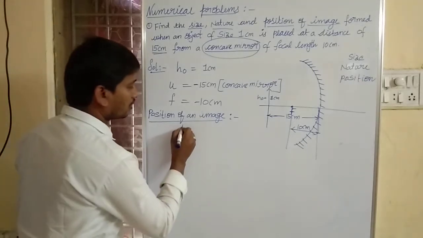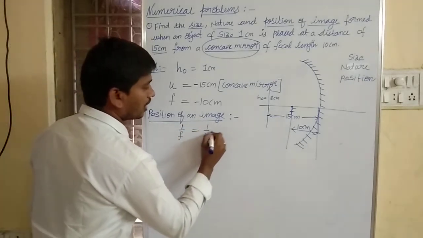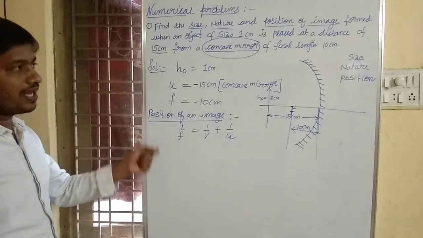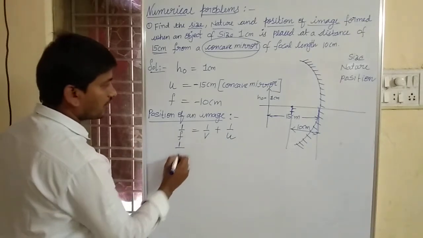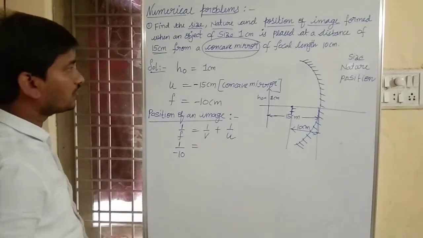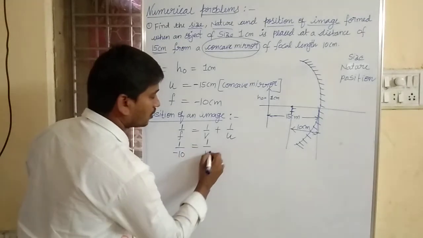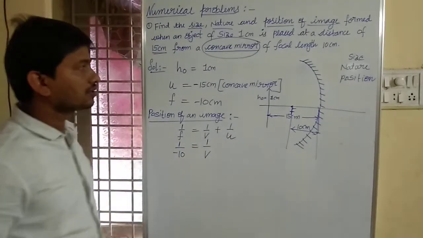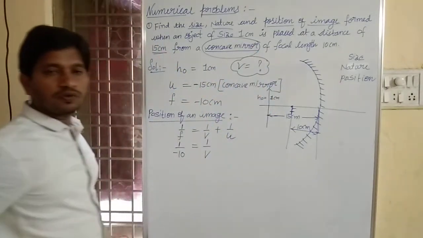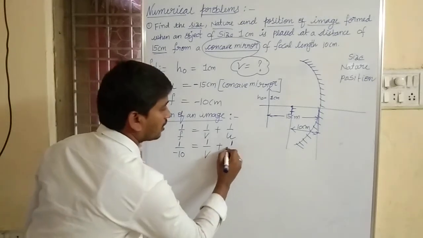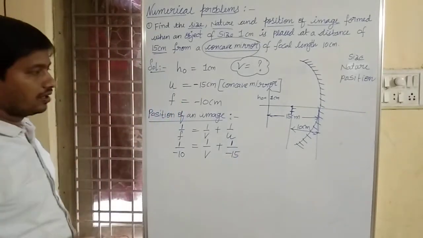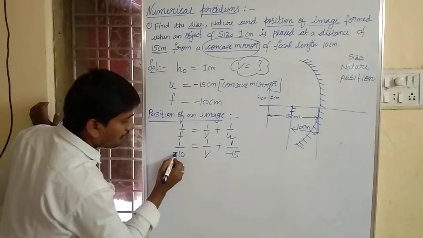What is the mirror formula? 1 by f equals 1 by v plus 1 by u. 1 by, what is our focal length? f equals minus 10, is equal to 1 by v. We have to find v, that is called the image distance. The v value we have to find, plus 1 by object distance u, which is minus 15 centimeters. Right? Now 1 by minus 10.